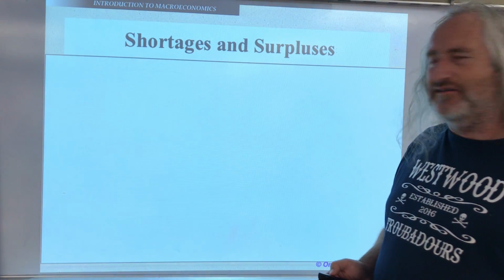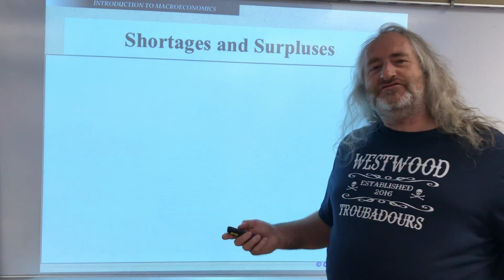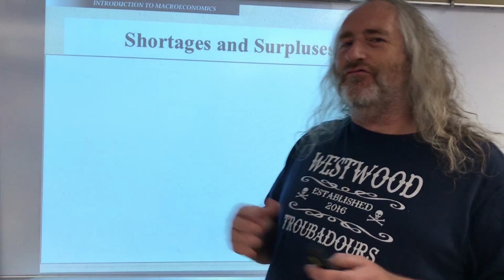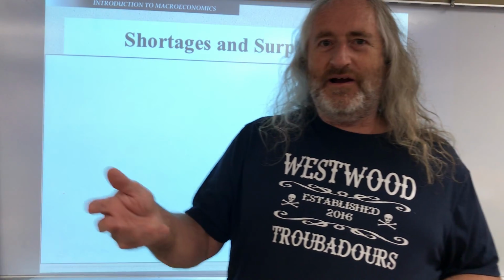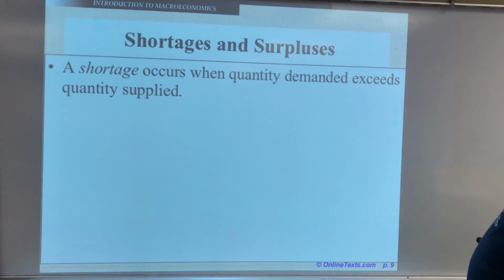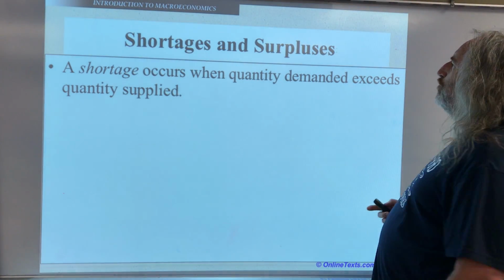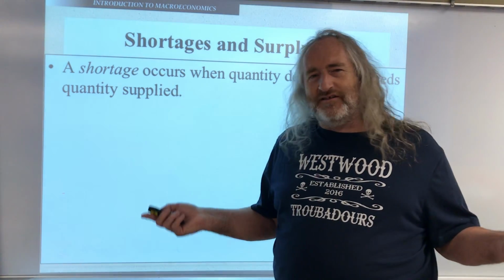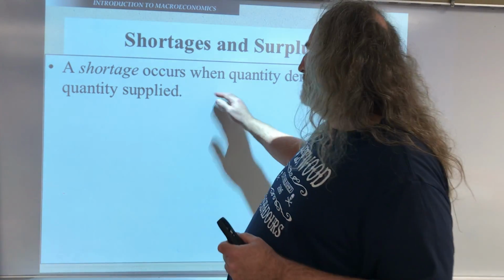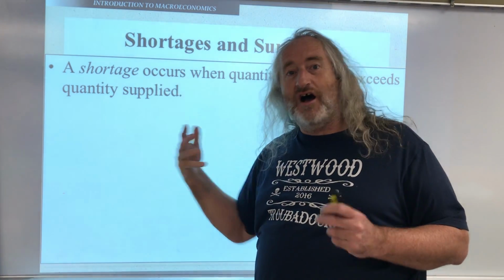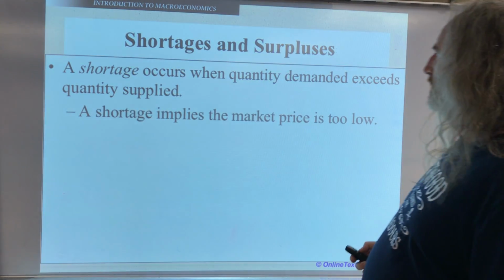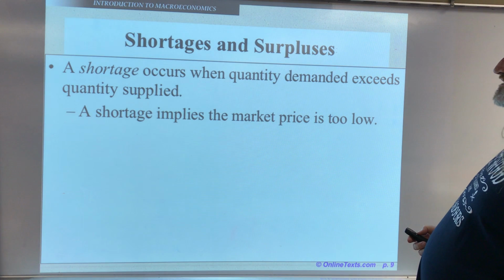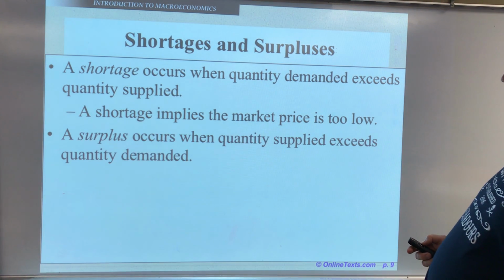The last thing we'll talk about in this section is shortages and surpluses. And once again, this is really something we can talk a lot about here in the COVID days of 2020. But what we're going to see is a shortage occurs whenever the quantity demanded exceeds the quantity supplied. And that's like a duh answer. We know that when people want to buy more of something than what there is of it, there's going to be a shortage. A shortage implies that the market price is too low.